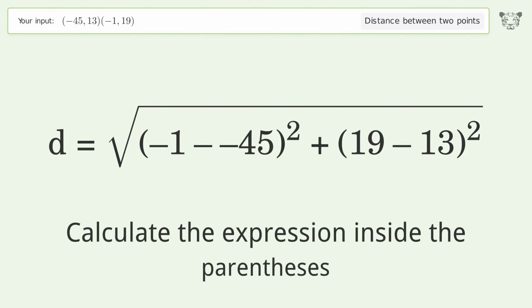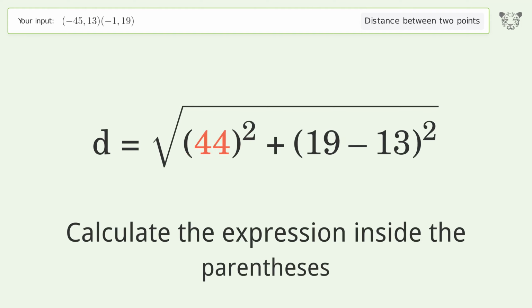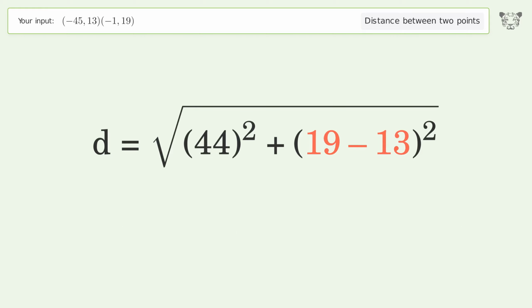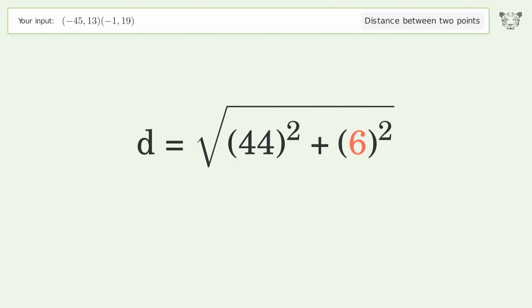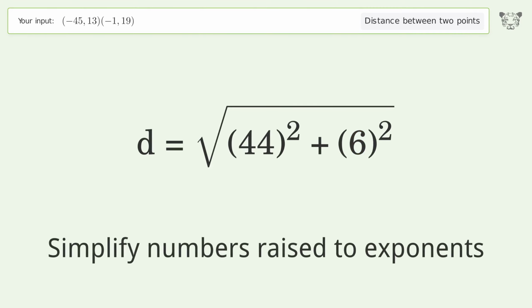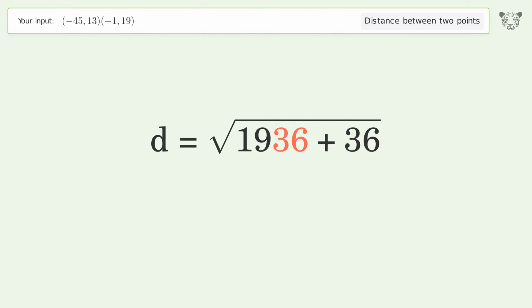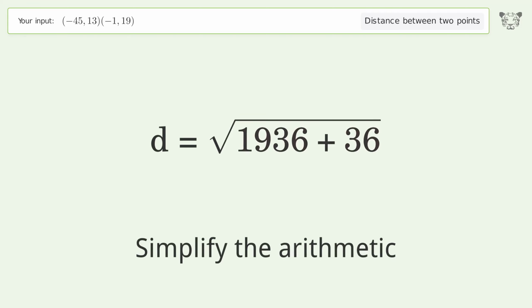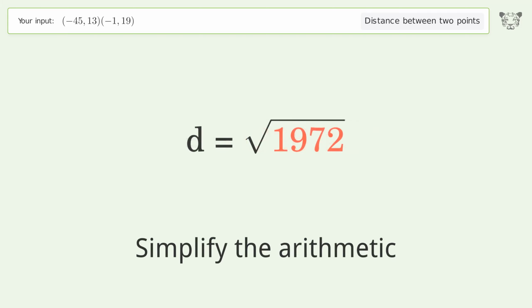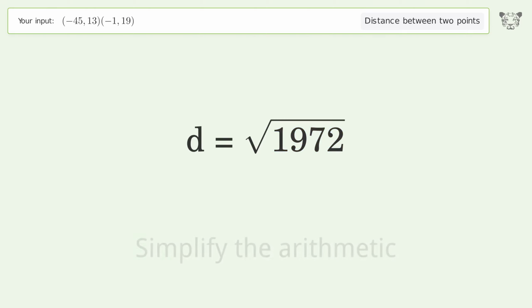Calculate the expression inside the parentheses. Simplify numbers raised to exponents. Simplify the arithmetic. And so the distance between the 2 points is the square root of 1972 or 44.407.